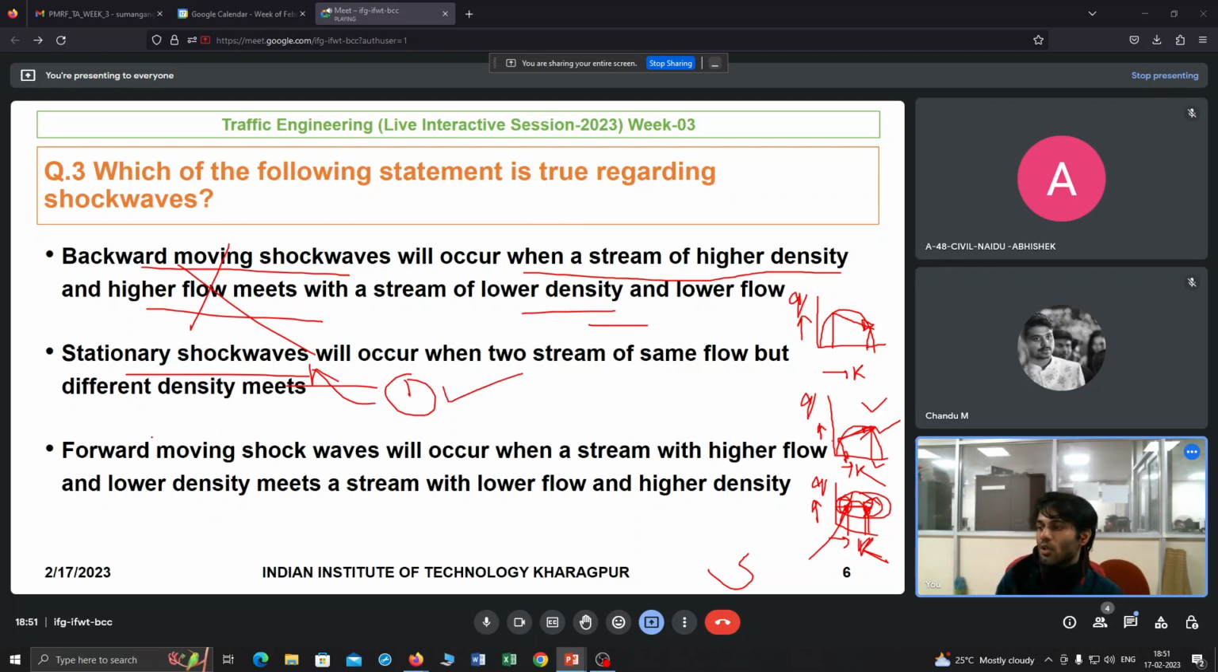Now the third one: a forward moving shock wave occurs when a stream of higher flow and lower density meets a flow of lower flow and higher density, right? So this is in the negative direction. Negative means there should be a backward moving shock wave, not forward. So the statement is forward, and this is also a cross. So our correct answer is B. If we say ABC, then it is the middle one, B, right?